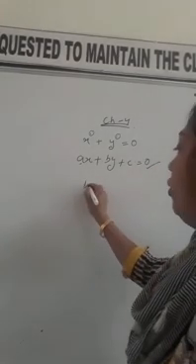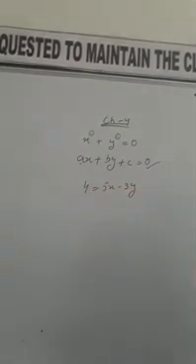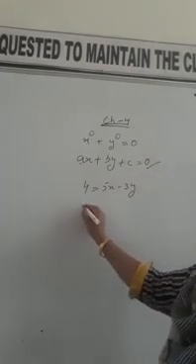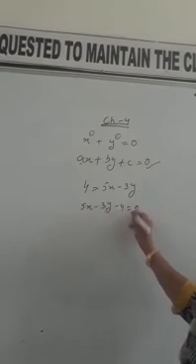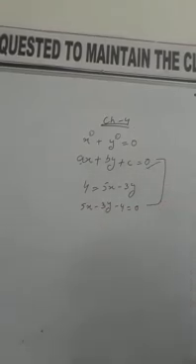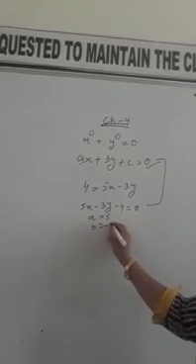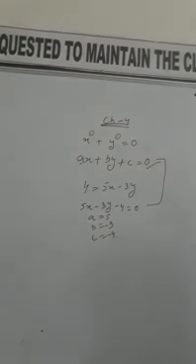Suppose we are given 4 is equal to 5x minus 3y, and we have to tell the values of a, b, c. How will we do it? We will compare our given equation with the standard form. This can be written as 5x minus 3y minus 4 is equal to 0. When we compare these two equations, we get a as 5, b as minus 3, and c as minus 4. This is how to find the values of the variables.